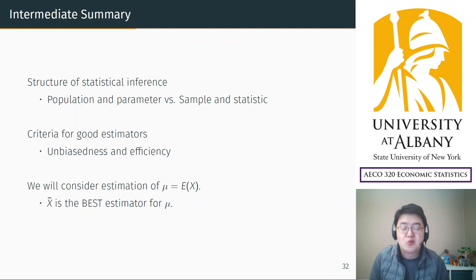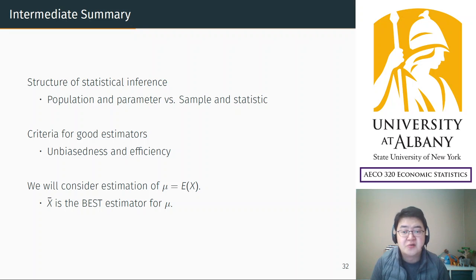But of course, we don't know the parameter. Then we calculate a similar measure. The sample counterpart of the parameter is called the statistic. We use the statistic to infer about the parameter. And we learned that estimation is the easiest, the most basic method of statistical inference.